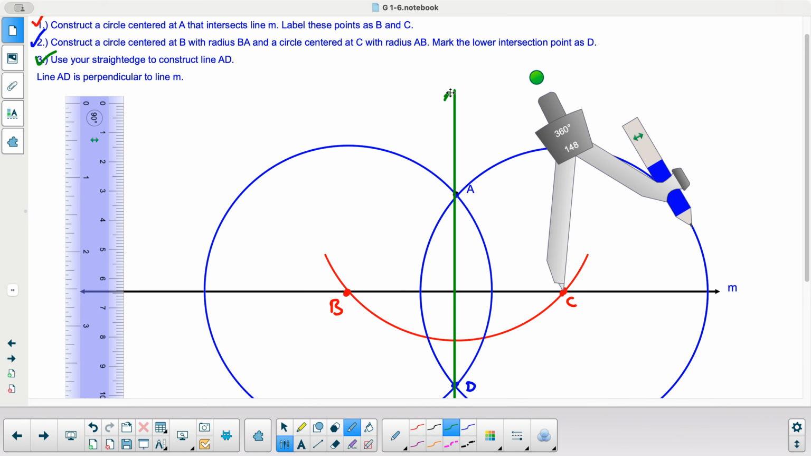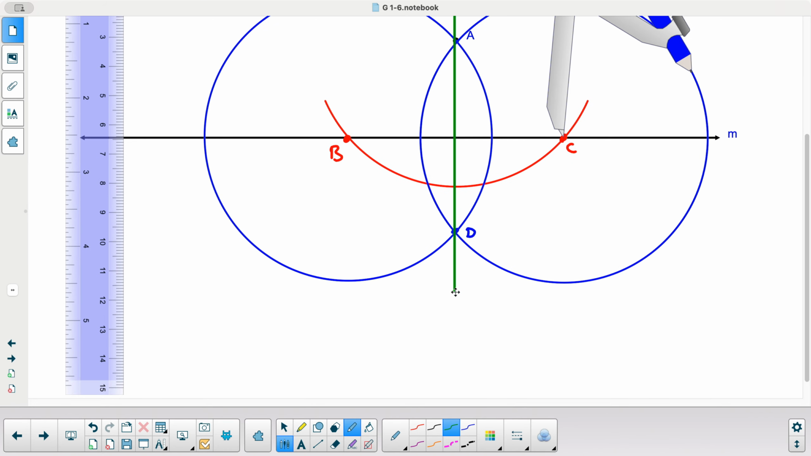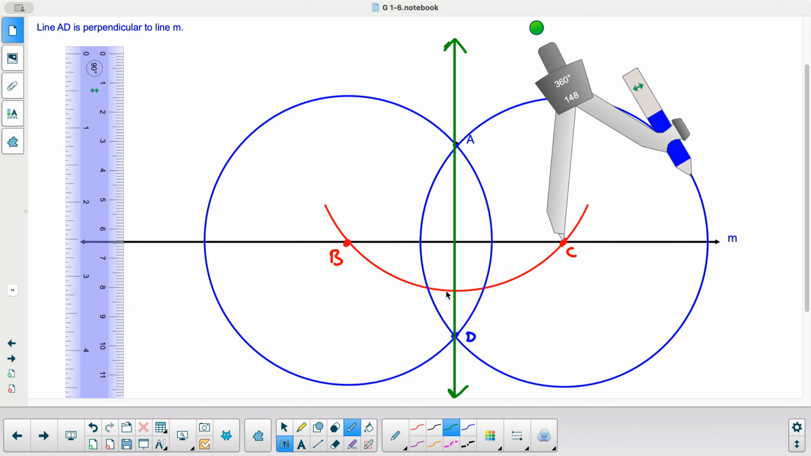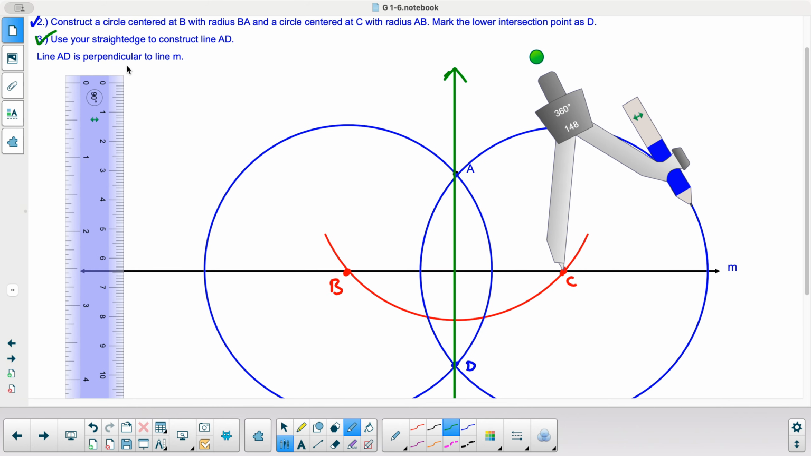Make sure it's a line, so put your arrows on it. So there we go. Line AD is perpendicular to line M, okay? And I'm going to label that line AD with the arrow. So line AD perpendicular to line M, and you can mark it perpendicular, okay?